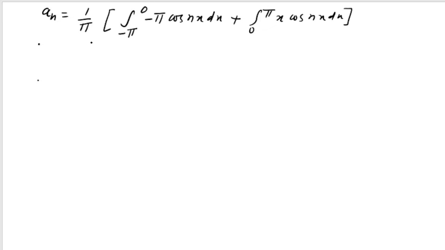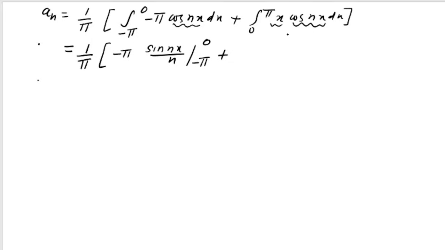Here I am going to integrate it very slowly, because in the previous video I got some comments that people are finding it slightly difficult to understand the integration. So what I will do, I will write 1 by pi, minus pi is a constant, out, integration of cos nx is sin nx by n. I am very slow here. Minus pi to 0 is the limit of integration, and plus here you have x into cos nx. So you are going to apply the integration by parts.